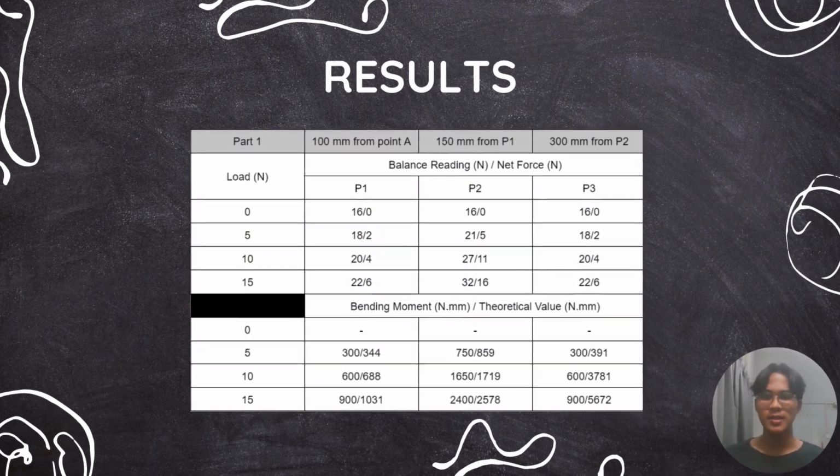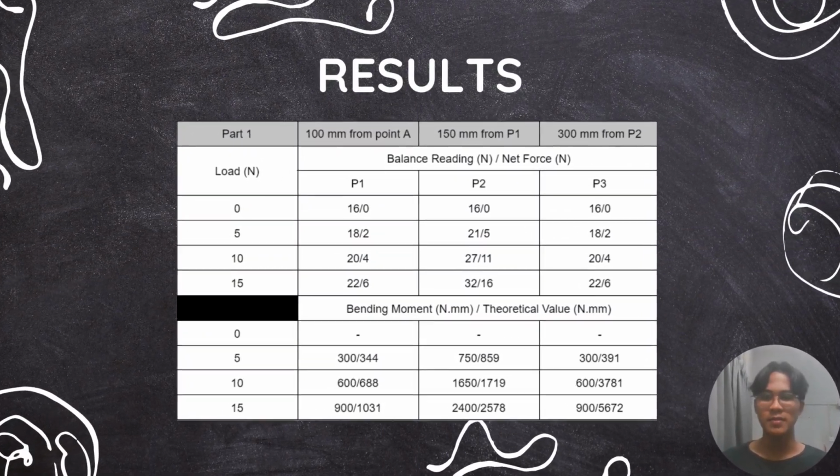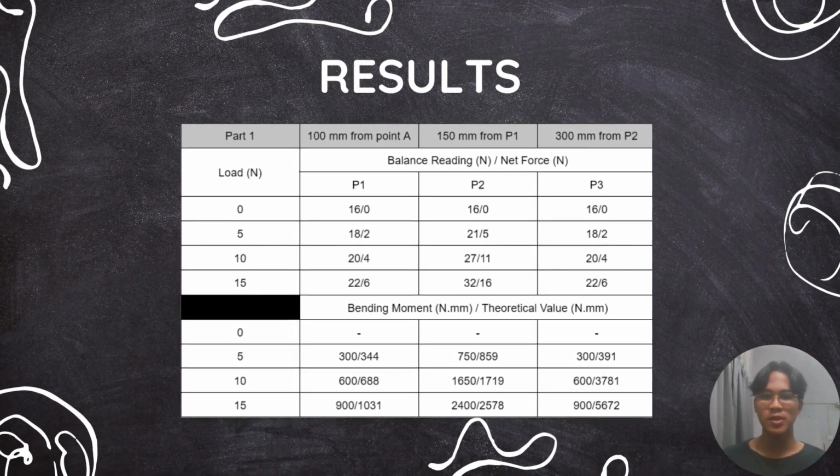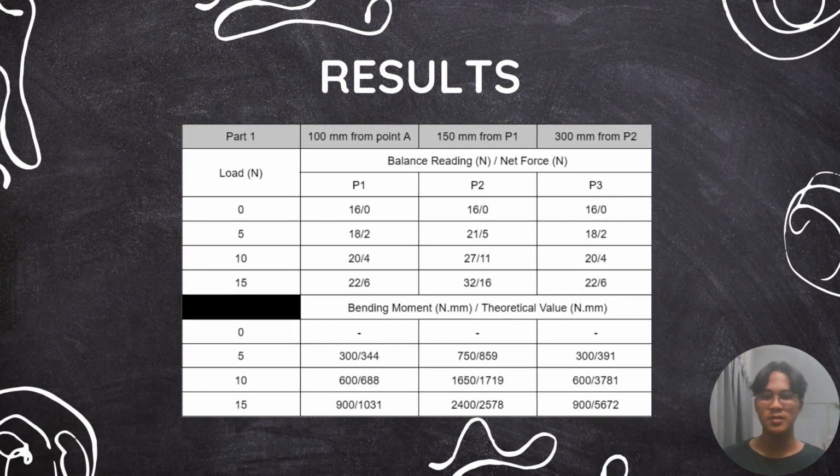Table 1 shows the data that we got during our experiment in part 1. In part 1, we set the distance between point A and P1 as 100 mm, while P2 and P1 is 150 mm, and lastly P3 and P2 is 300 mm. We also use four different loads, which are 0 Newton, 5 Newton, 10 Newton, and 15 Newton. Thus, the data that we collected for P1, P2, and P3 is as shown in Table 1.